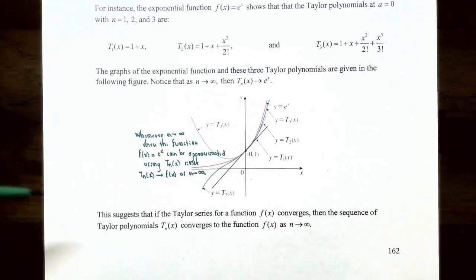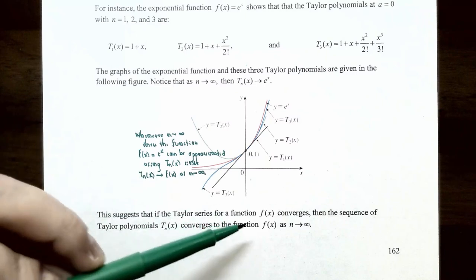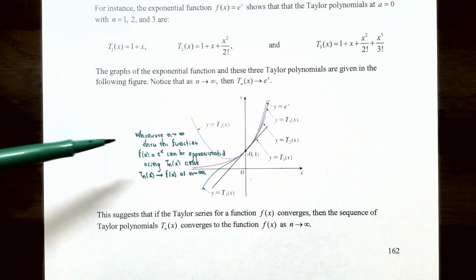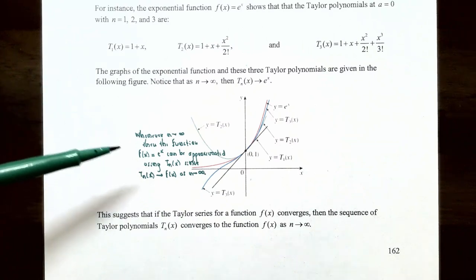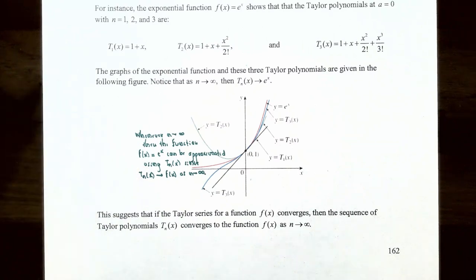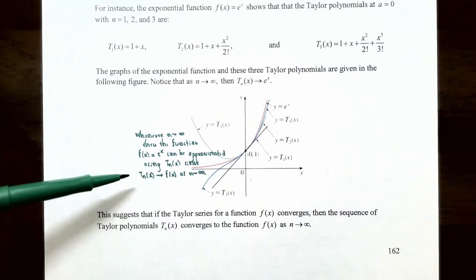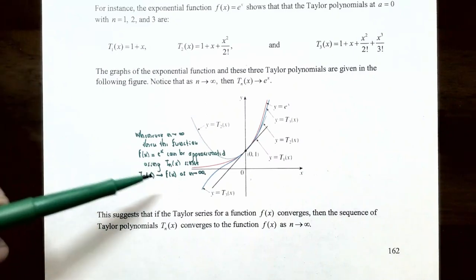So notice that the Taylor series for a function f of x, if the Taylor series converges to the function f of x, then the sequence of Taylor polynomials, T sub n of x, will actually converge to the function f of x as n approaches infinity. So whenever n approaches infinity, then the function f of x equals e to the x, the natural exponential function, can be approximated using T sub n of x because T sub n of x will actually converge to f of x as n approaches infinity.